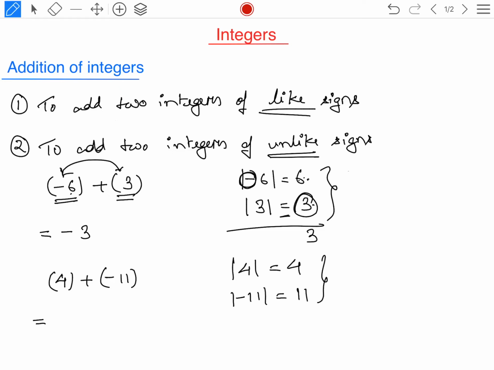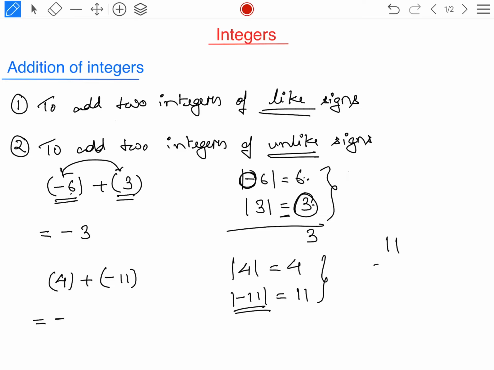4 is greater or 11 is greater? Obviously 11 is greater, yes or no? So the symbol that is used in front of the greater number, that means here, since 11 is greater, the negative sign is present in front of 11, yes or no? So we will use the sign here, negative.